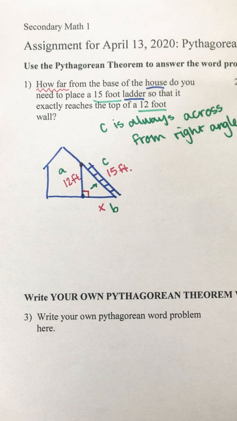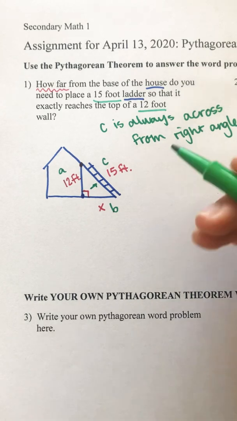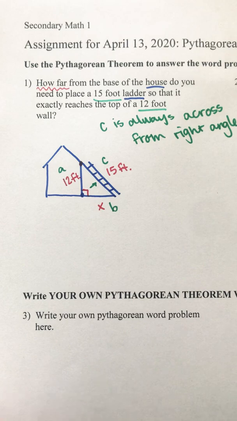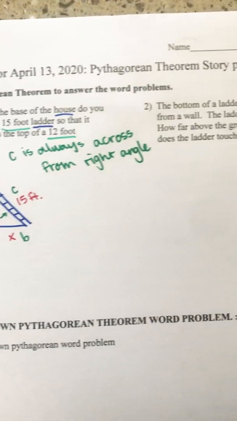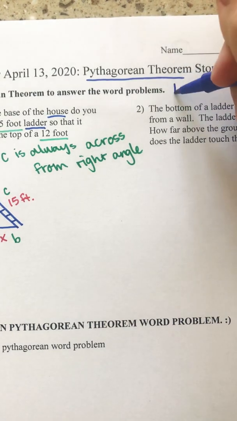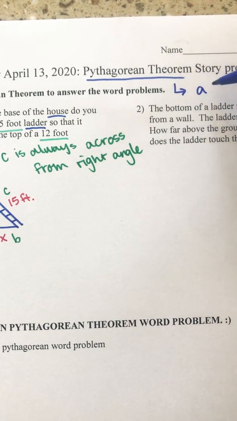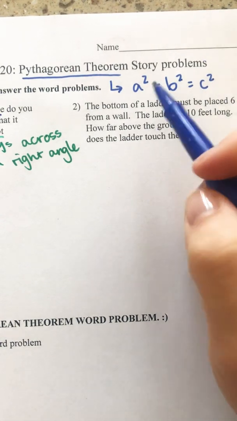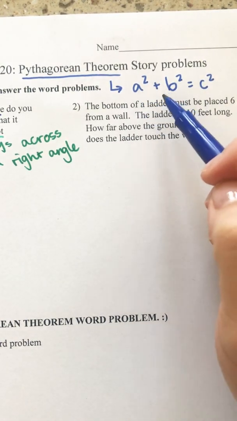So now we can go ahead and label into our Pythagorean theorem. But wait, we haven't even written that down. So let's go up here to the top of my paper, and I'm just going to underline Pythagorean theorem. And under it, we know that our Pythagorean theorem is A squared plus B squared equals C squared. Right?